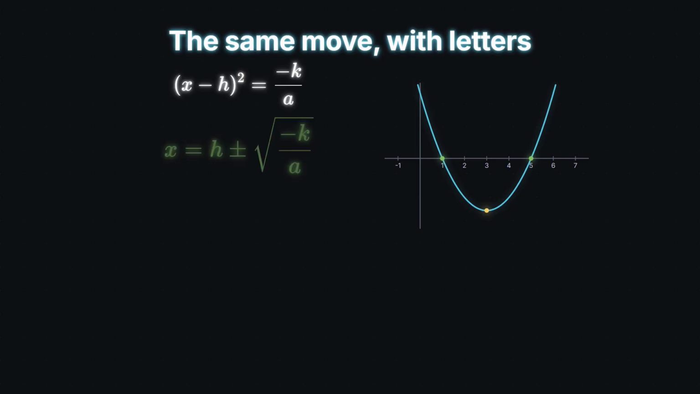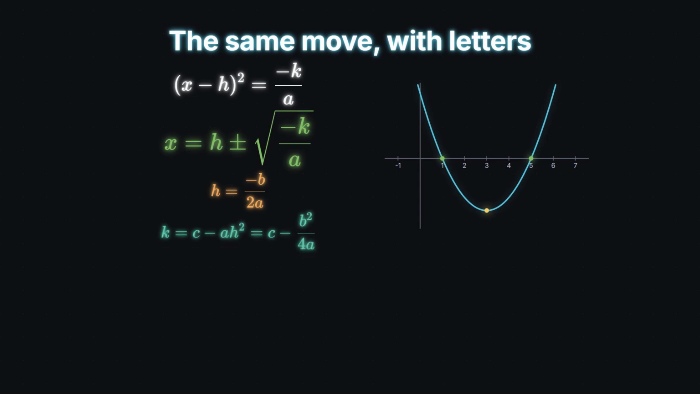Now do exactly that, but with letters, and the famous formula falls out. Move k across, divide by a, square root both sides. X equals h, plus or minus the square root of minus k over a. That is it. Everything after this is substitution. We know h, minus b over 2a, and k, completing the square in general, is c minus b squared over 4a.